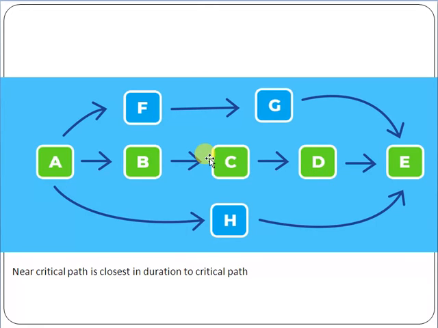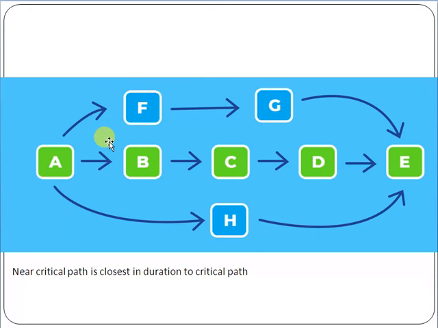Near critical path means the path closest in duration to the critical path. Let me try to explain again. See friend, here A, B, C, D, E are on the critical path. Why? Because each activity on the critical path has zero float. Zero float means that if any activity like B or C is delayed, it will definitely delay the overall project timelines as well. So this is called the critical path.